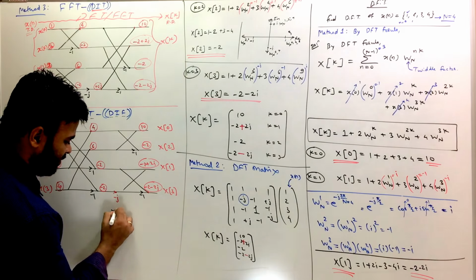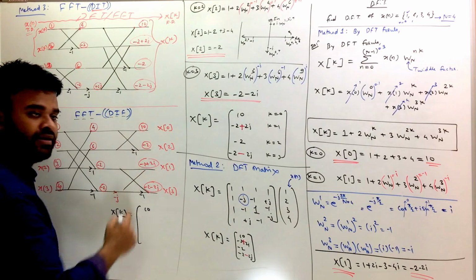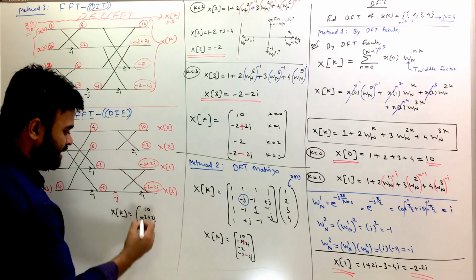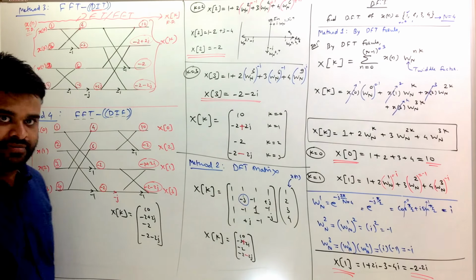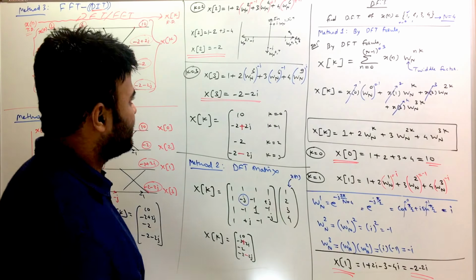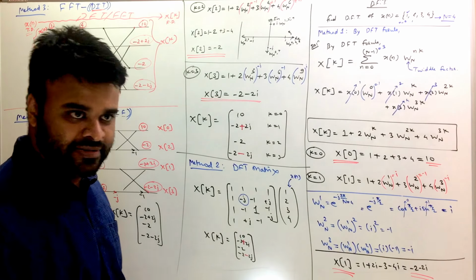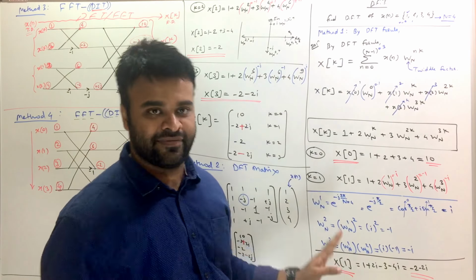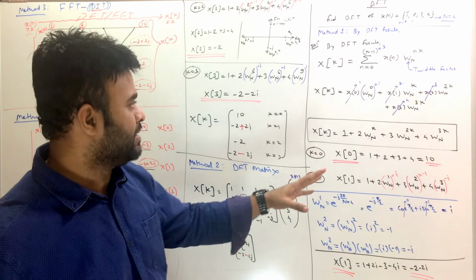So now once again, if I have to write X of k, the answer is going to be: the first value is 10. Then not that, take X1, which is -2 plus 2j. Then take -2, then -2 minus 2j. And that's your final answer. So we have literally solved the same question in 4 different ways. The first method was using the legit formula of DFT. It's a little lengthy, but this is the real method.